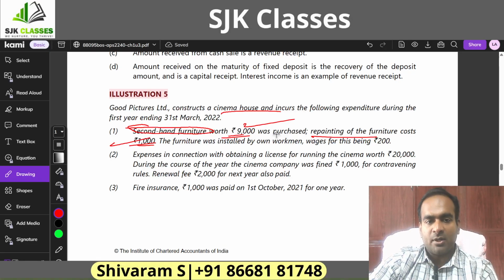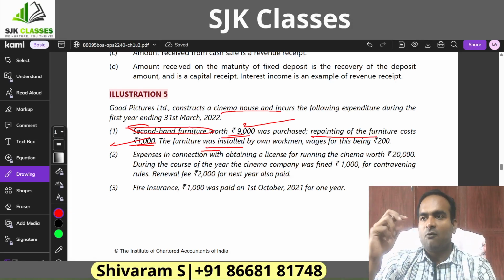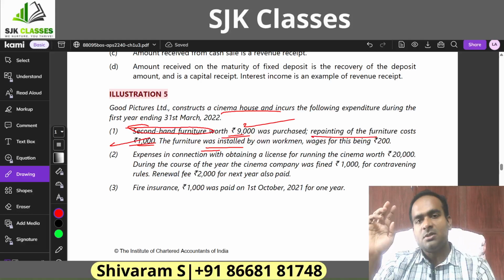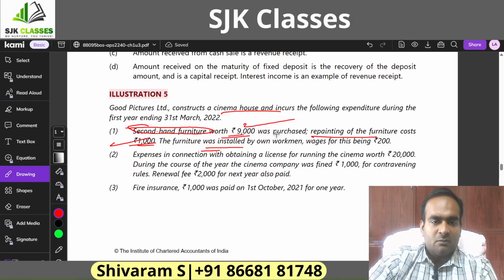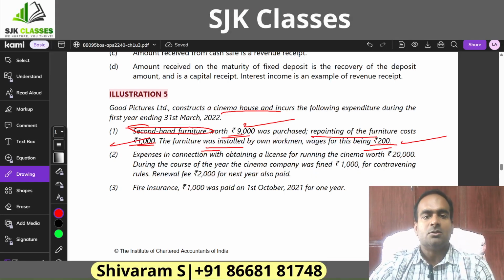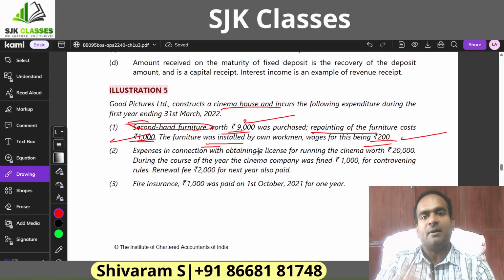Now come to the next point as well. The furniture was installed by own workmen, with wages of 200. Installation cost is a capital expenditure, because without installation, you won't be able to use the asset. The installation cost has to be capitalized. So 9,000 will be capitalized, 1,000 will be capitalized, and this 200 will also be capitalized. Everything put together, 10,200 will be capitalized with the asset. So all three are capital expenditure here.